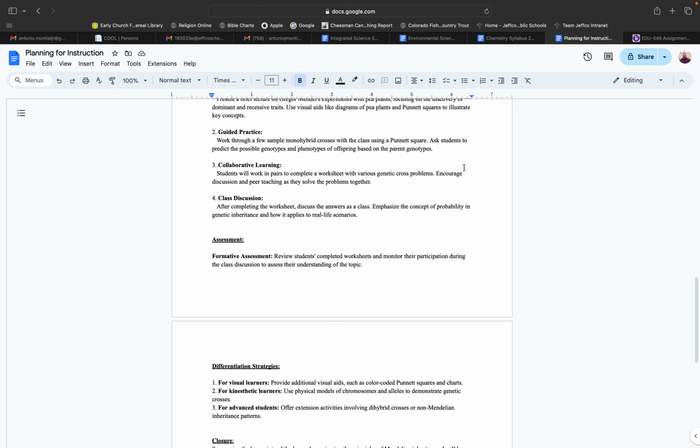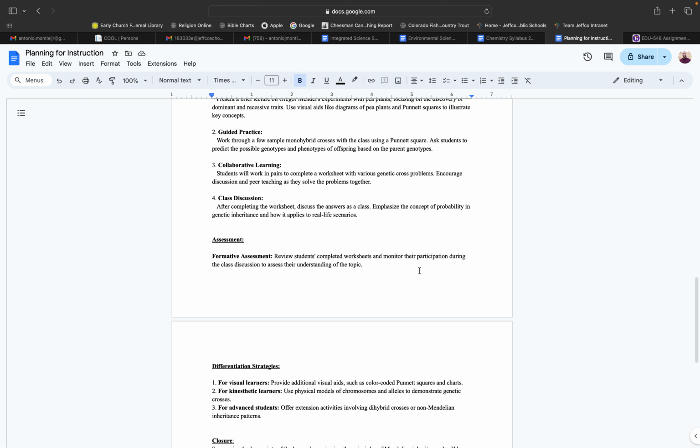Number two is guided practice. We work through a few sample monohybrid crosses with the class using a Punnett square. I do give guided practice problems and worksheets, kind of like a hands-on project, if you will, asking students to predict possible genotypes and phenotypes of offspring based on the parents' genotypes.